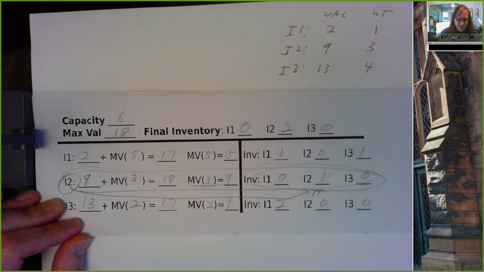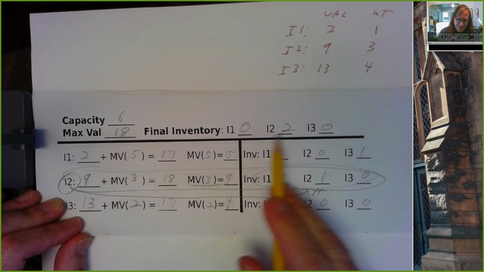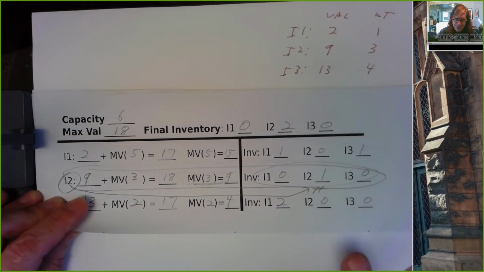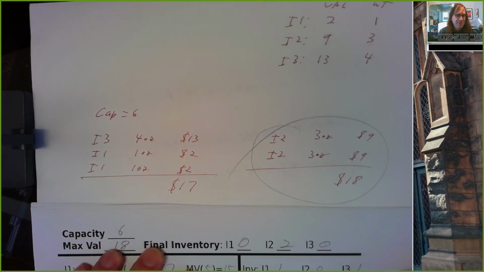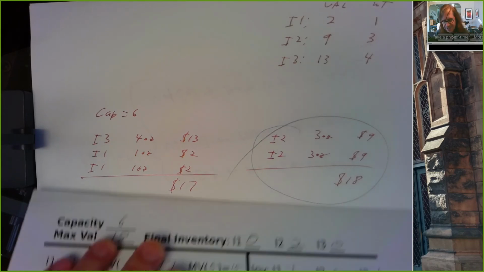And what that tells us is if our bag holds 6 ounces, the most we can get is $18. And we can do that by putting in 2 of item 2 and none of items 1 or 3. Right? And that was the solution that we found by hand, by kind of trial and error. 2 of item 2 gets you a value of 18, and that's your best solution.